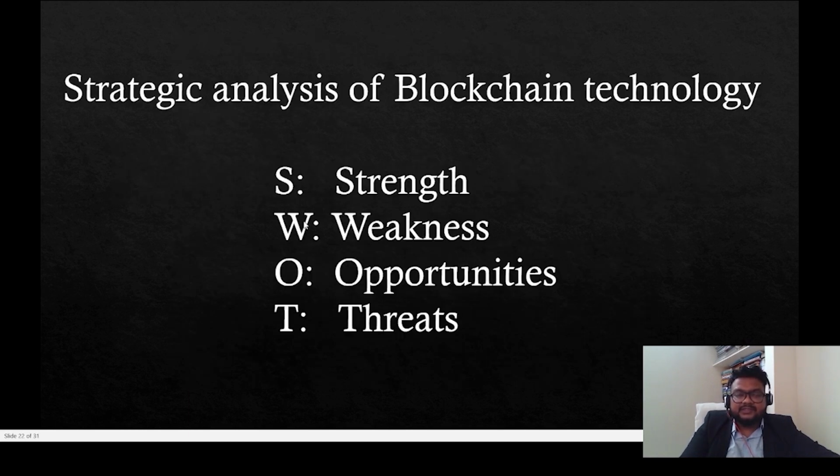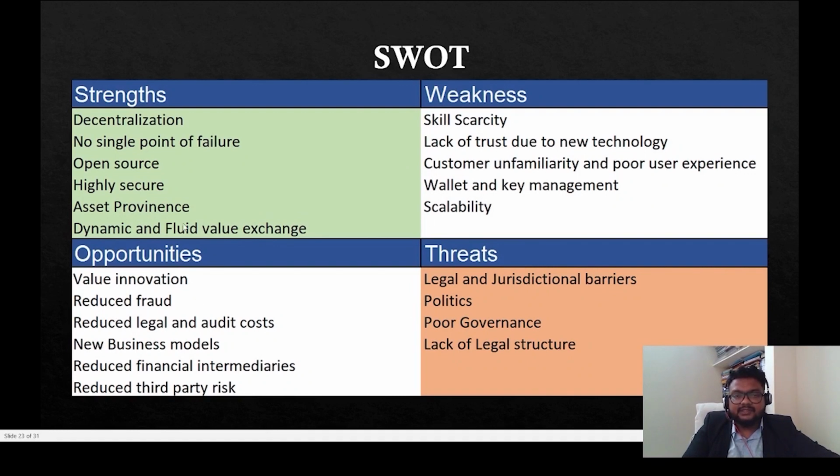So, blockchain SWOT analysis. I just wanted to show you the strengths, weaknesses, opportunities, and threats of blockchain technology. Here you can see the strengths: it provides decentralization. It shifts the control from a certain group of people to the masses, and there is no single point of failure. It is open source and highly secure. Asset provenance and asset history can be tracked, and there is dynamic and fluid value exchange, for example tokens and cryptocurrencies. Opportunities are a lot, like value innovation. You can create new kinds of tokens and new kinds of decentralized organizations.